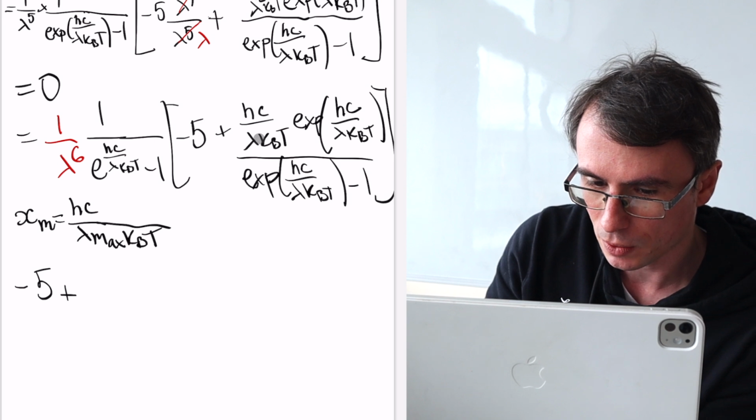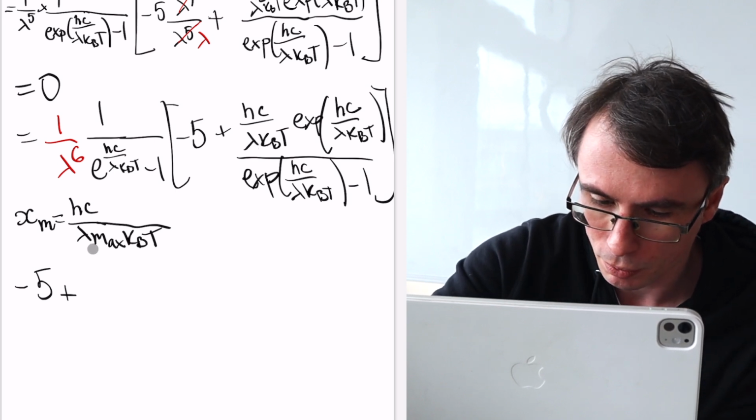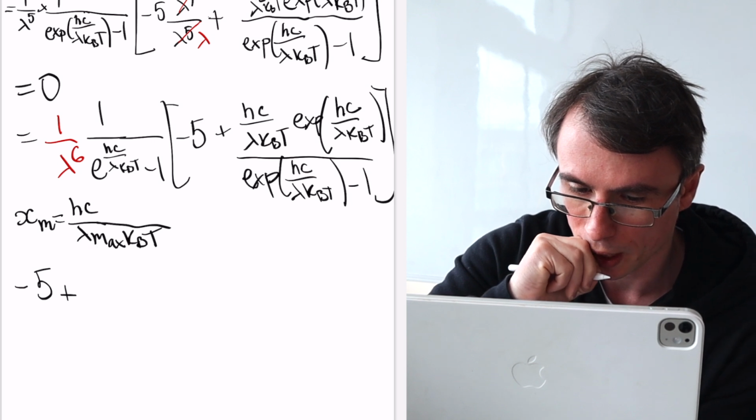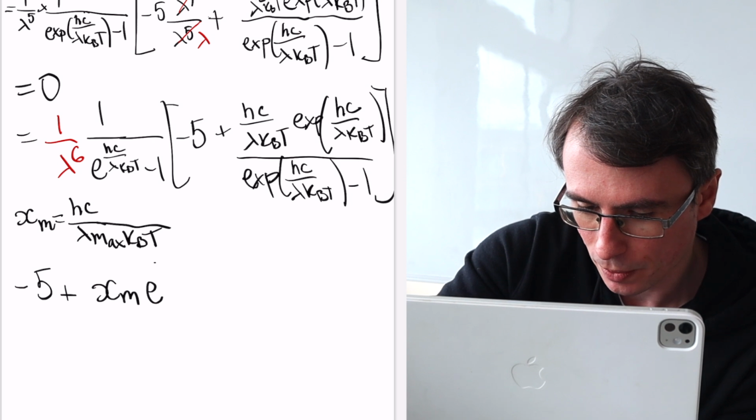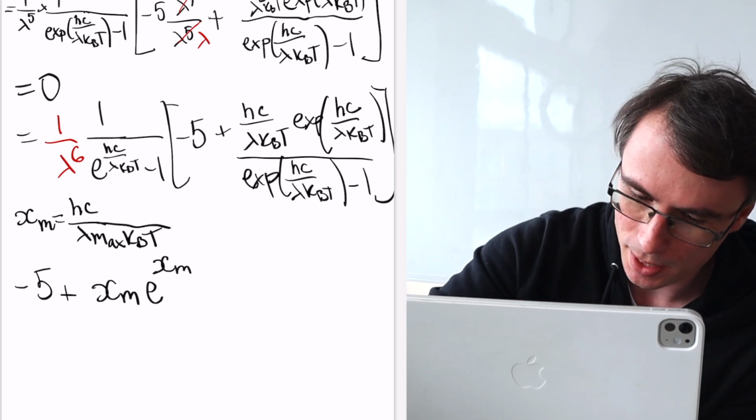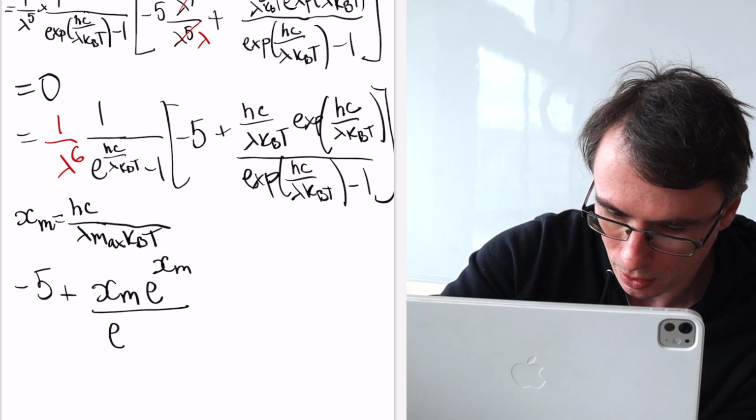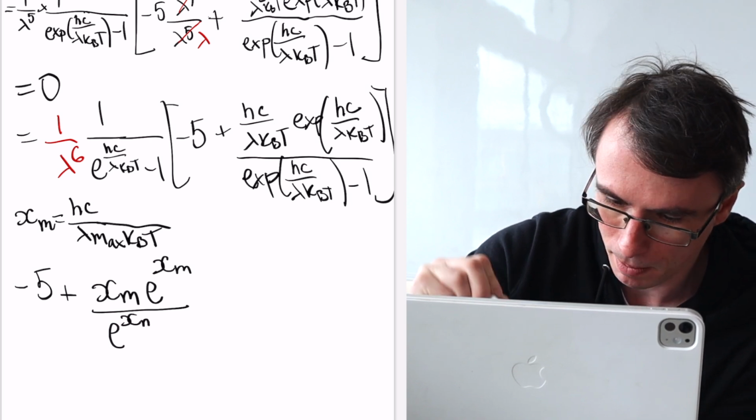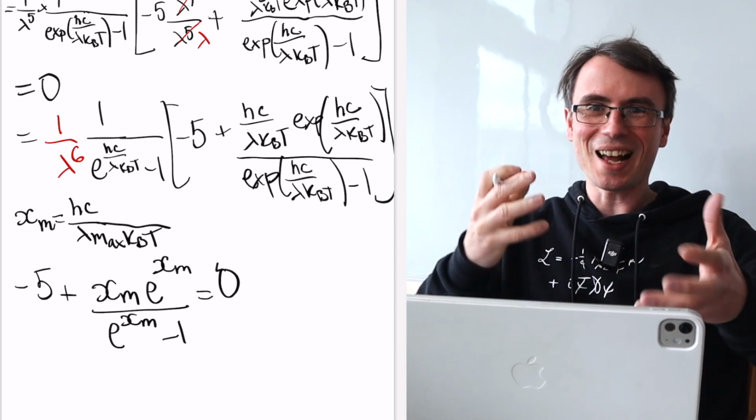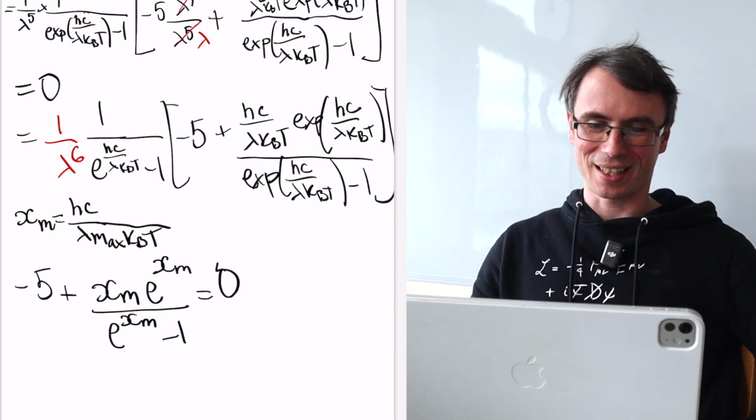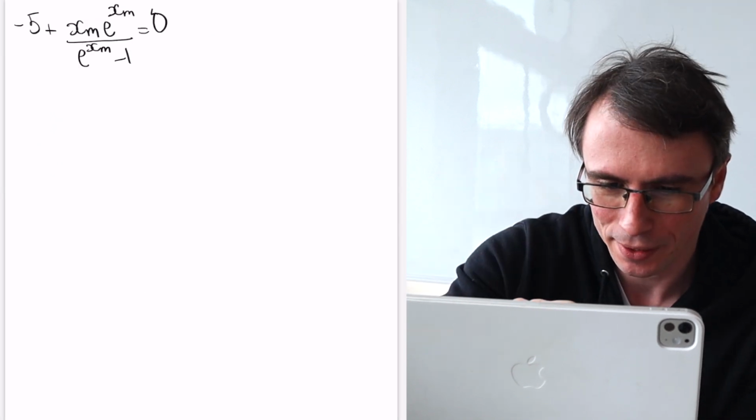When this thing here turns into lambda max, when the derivative is set to 0, this will turn to hc, well, that's just xm e to the power of xm divided by e to the xm, take away 1 is equal to 0. And look how nice and simple that sort of looks. Well, we're going to have to solve that in a minute, and trust me, it won't be so simple. Okay, so what does that mean?